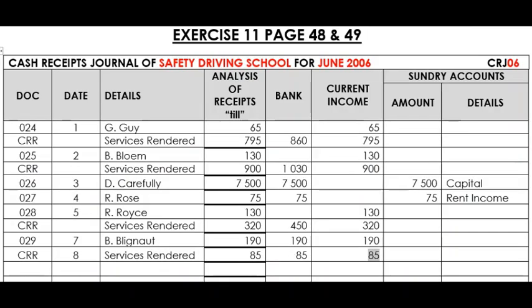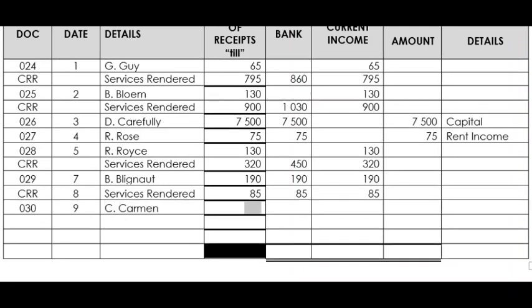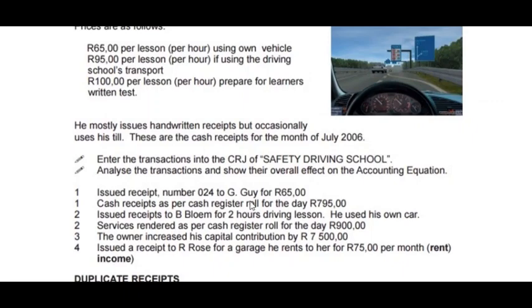And we can record this transaction. It would have been receipt number 30. On the 9th, we received the money from C. Carmen. She paid us for 2 learners' lessons, which equals a total of 200 Rand. It's the only transaction for the day, so you can draw that thick line, cash up your till, and preparing for a learner's test is still seen as a service, so it goes to the current income column.